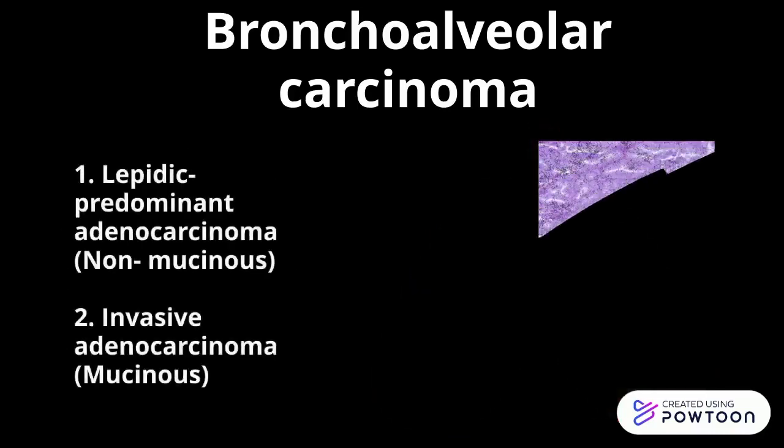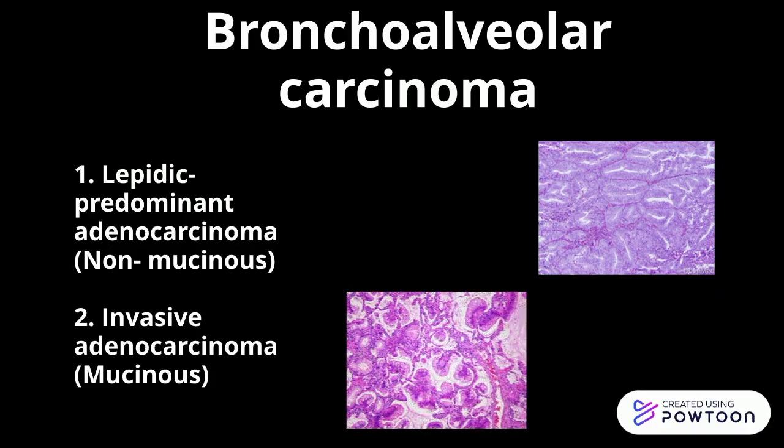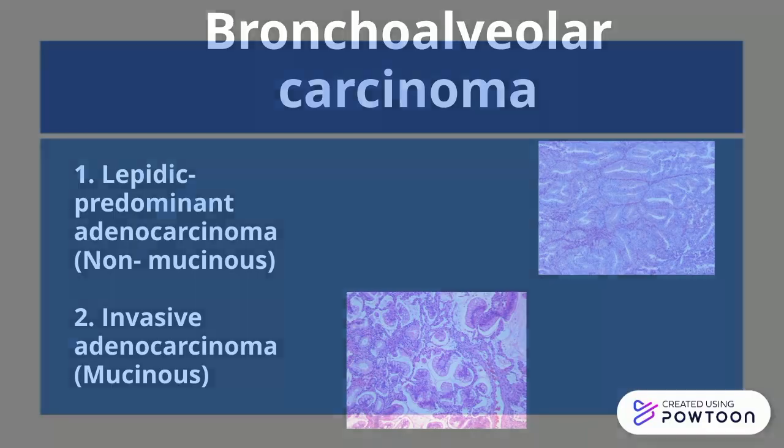The main invasive types of adenocarcinoma are lepidic predominant adenocarcinoma, which consists of a lepidic pattern with an invasion greater than 5 mm and no mucinous component. The second is invasive mucinous adenocarcinoma, which consists of any spreading adenocarcinoma with a mucinous component.